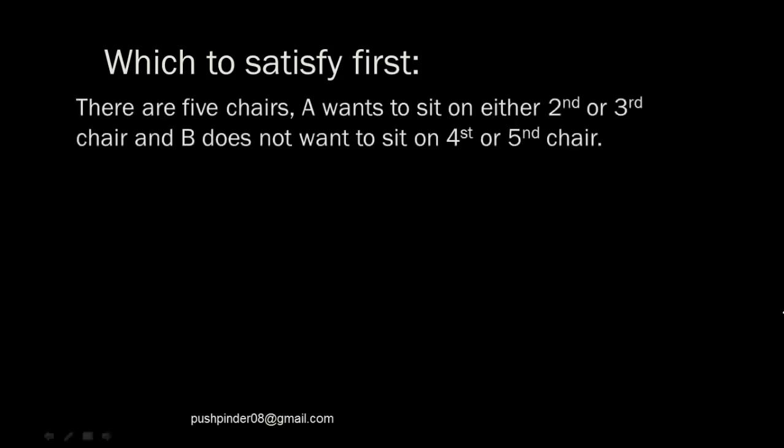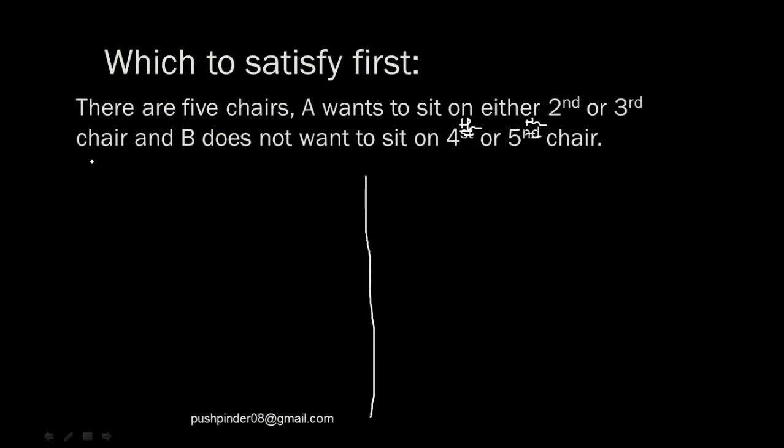So now let's say there are 5 chairs. A wants to sit on either second or third chair and B does not want to sit on fourth or fifth chair. Sorry about that. So there are 5 chairs. A wants to sit on either second or third chair and B does not want to sit on fourth or fifth chair. So let's see this way.